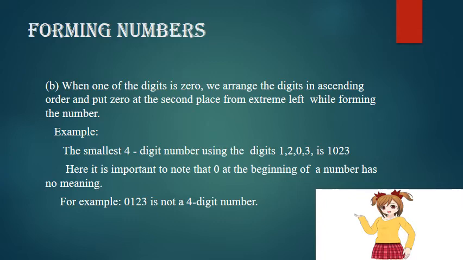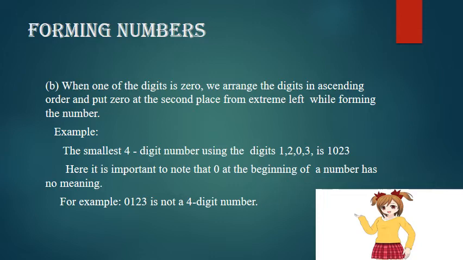Children, let us have a look at the example given over here. The smallest 4-digit number using the digits 1, 2, 0, 3. Children, we need to arrange this in ascending order, but here 0 is given. So what are we going to do? After 0, the smallest number is 1. So we'll write 1. We'll put the 0 at the second place and then the rest of the numbers in ascending order, that is 2 and 3. So the smallest 4-digit number is 1023.